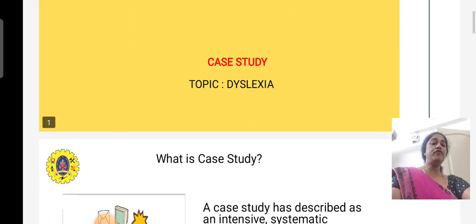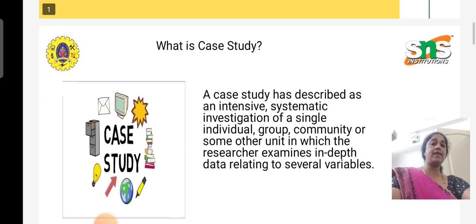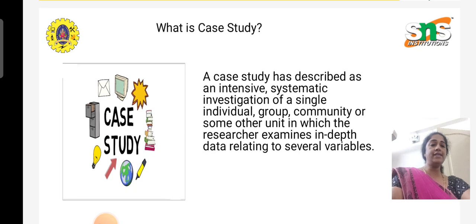Okay. So before that you have to know what a case study is. A case study is described as an intensive, systematic investigation of a single individual, group, community or some other unit in which the researcher examines in-depth data relating to several variables.